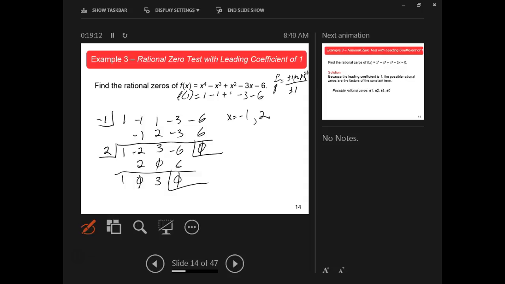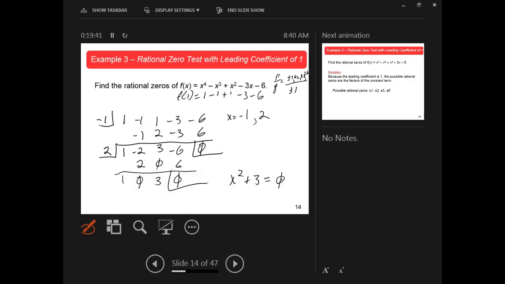A quadratic. X squared plus 3. Okay? That's a quadratic. So we write that down. X squared plus 3. We set that equal to 0. You think we're going to come up with anything?